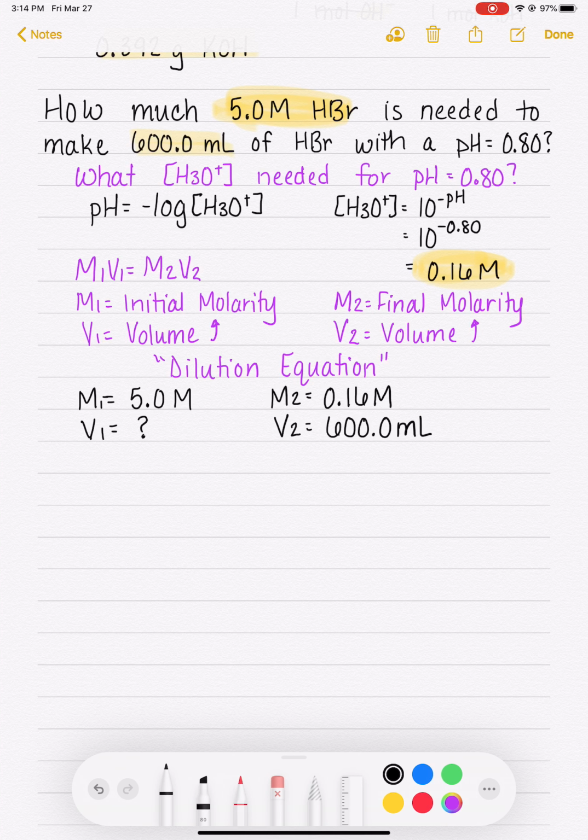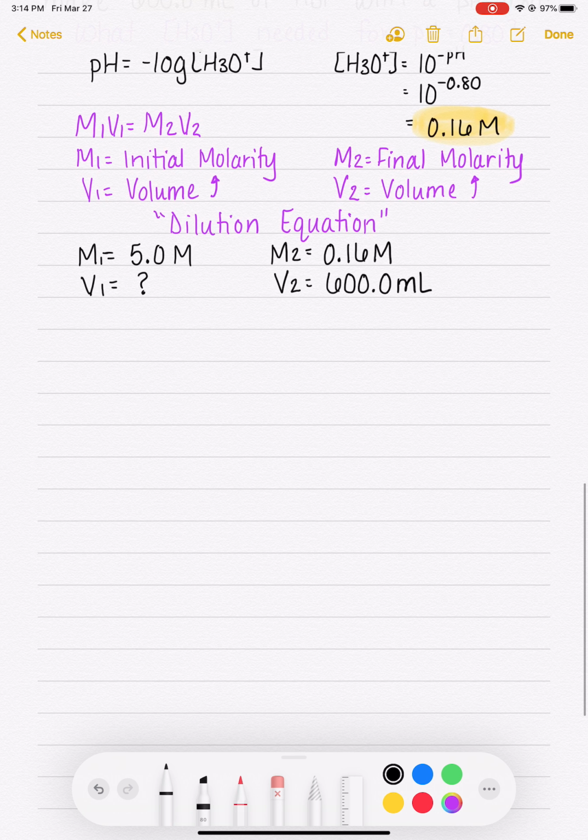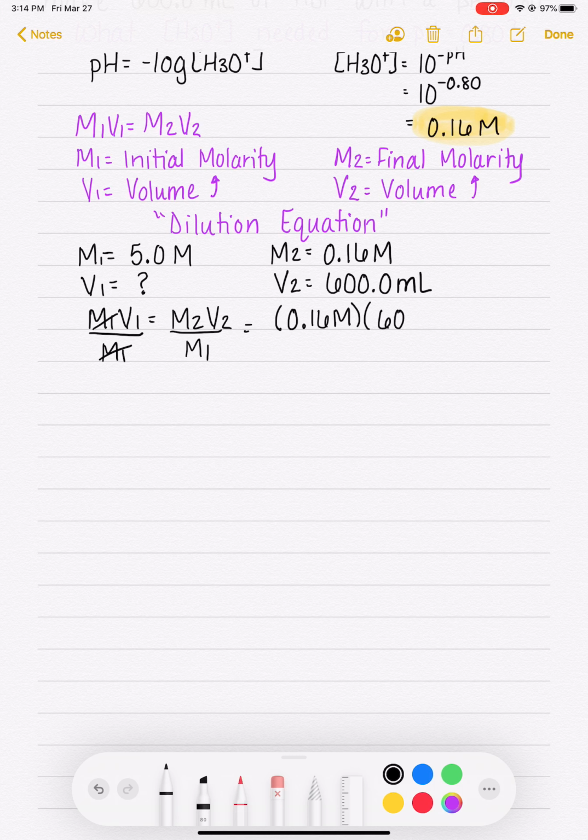When we're using the dilution equation, we can use any unit of volume that we want as long as we use the same unit consistently throughout the equation. So let's plug these into M1 V1 equals M2 V2. And we're trying to solve for V1. So we want to divide both sides by M1. And we get V1 equals M2 0.16 molar times V2 600 milliliters divided by M1 5.0 molar. Look at how those units cancel out, and the unit that we're going to be left with is milliliters.